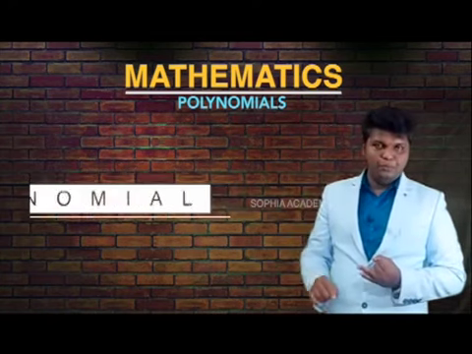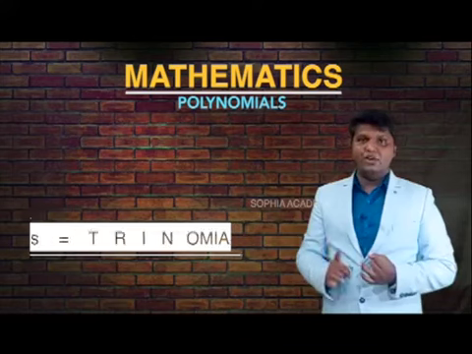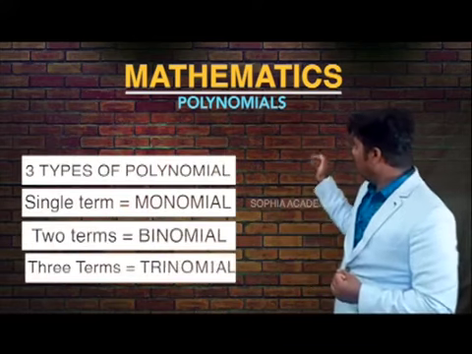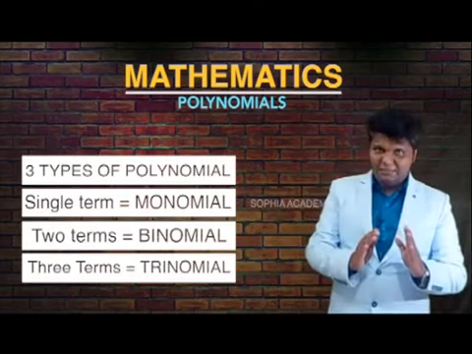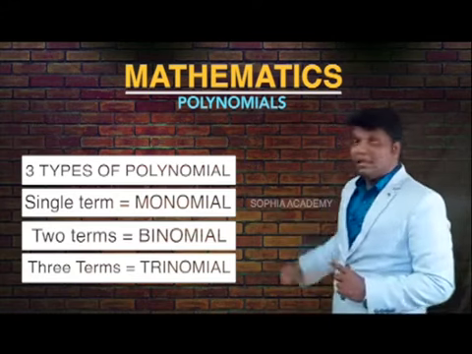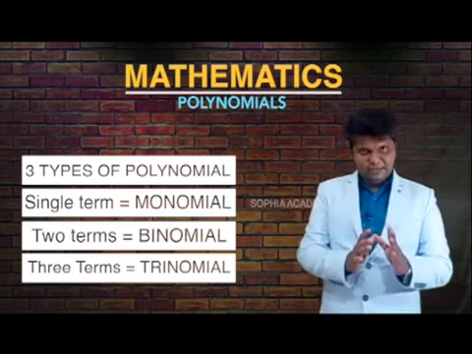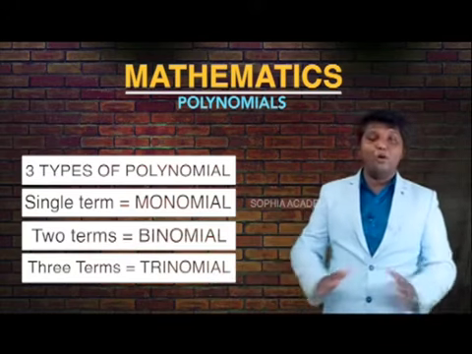Bi means two. If there are three terms in a given polynomial, it is what we call a trinomial. So monomial, binomial, trinomial. Monomial means it will have only a single term. Binomial means there will be two terms. Trinomial means there will be three terms. Is that clear? And more than that, we will call all these things polynomials.